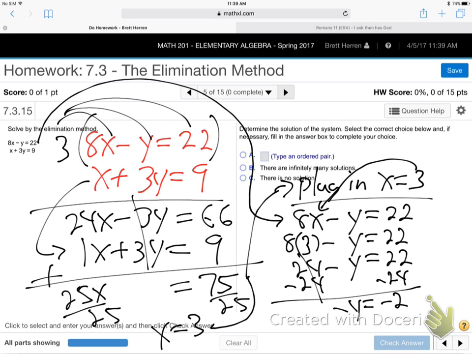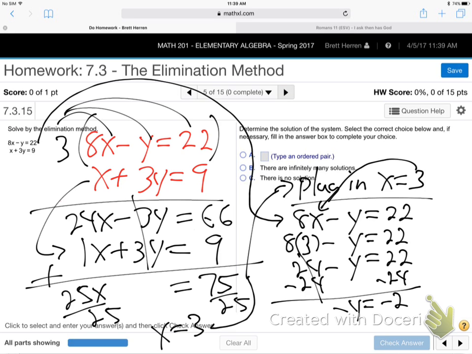Now what? To get rid of everybody, good. I hope I'm not rushing ahead of you. So let's see what I got for my answer: 3. 75 divided by 25 is 3. I bring it up here to plug it in. I grab the top equation, what I always do. Plug in the 3. 3 times 8 is 24. Minus y is 22. Subtract the 24 from both sides. It's gone. Minus y is minus 2.